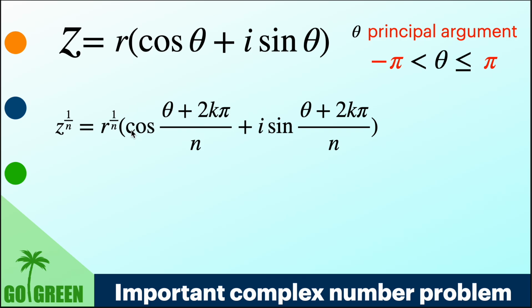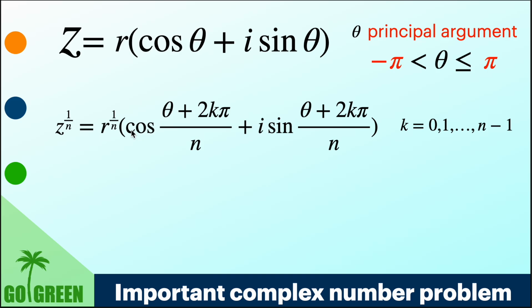If theta is the principal argument, then z to the power 1 by n, which means the nth roots of z, are given by r to the 1 over n times (cos of (theta plus 2k pi) by n plus i sin of (theta plus 2k pi) by n). And what are the values for k? K ranges from 0 to n minus 1. You can take any integral value of k, but they will give repeated values. There is no repetition if you take k from 0 to n minus 1. So these are all the nth roots of z.